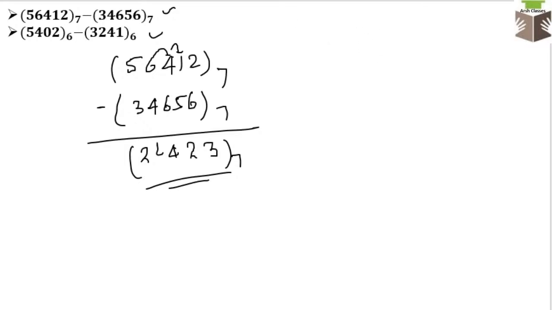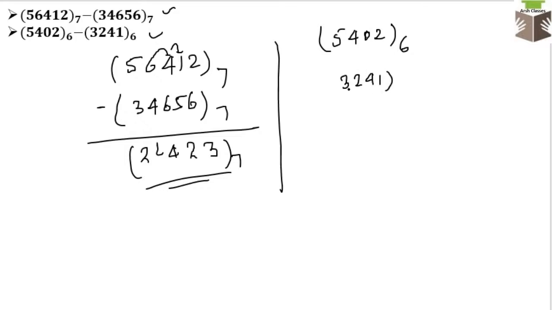Now as much fast, I told you, as much fast as you can do in base 10, that much faster you can do in any base. 5402 in base 6 and this is 3241, also written in base 6. We need to subtract it here, right?